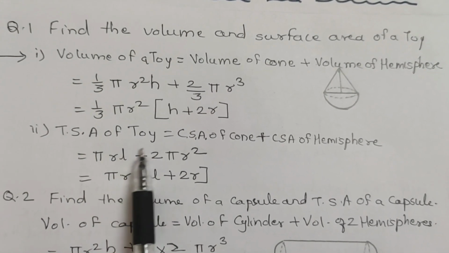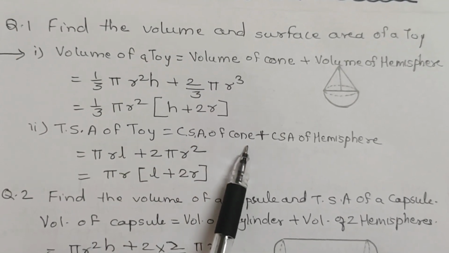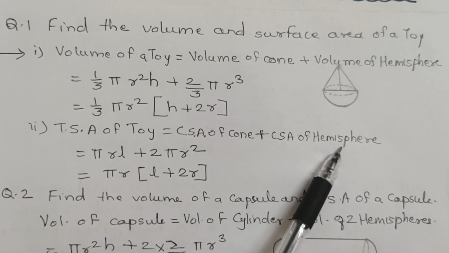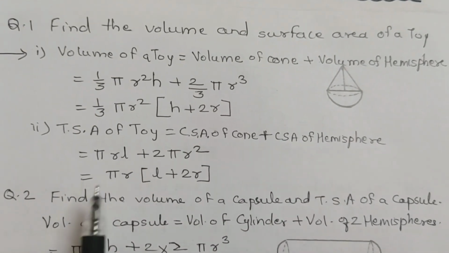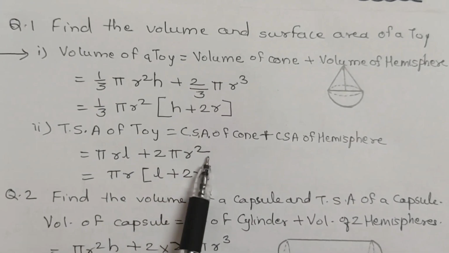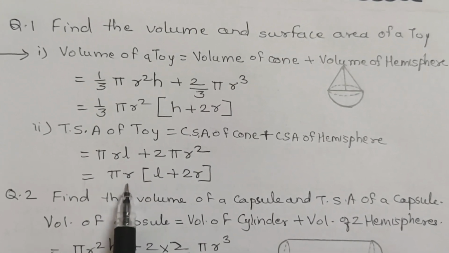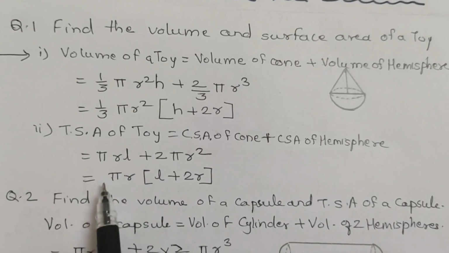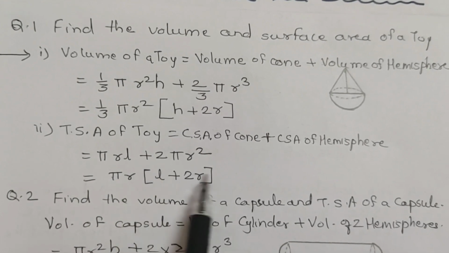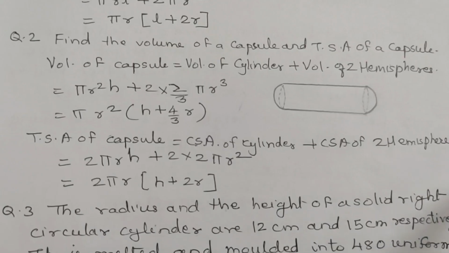Total surface area of a toy is equal to curved surface area of a cone plus curved surface area of the hemisphere. So pi RL plus 2 pi R square is equal to, we took this pi R common outside, is equal to pi R into bracket L plus 2R.